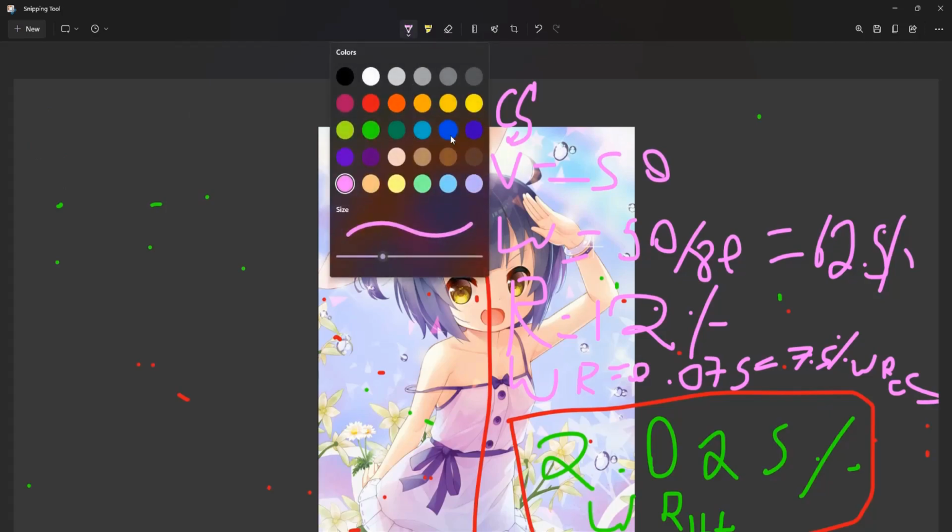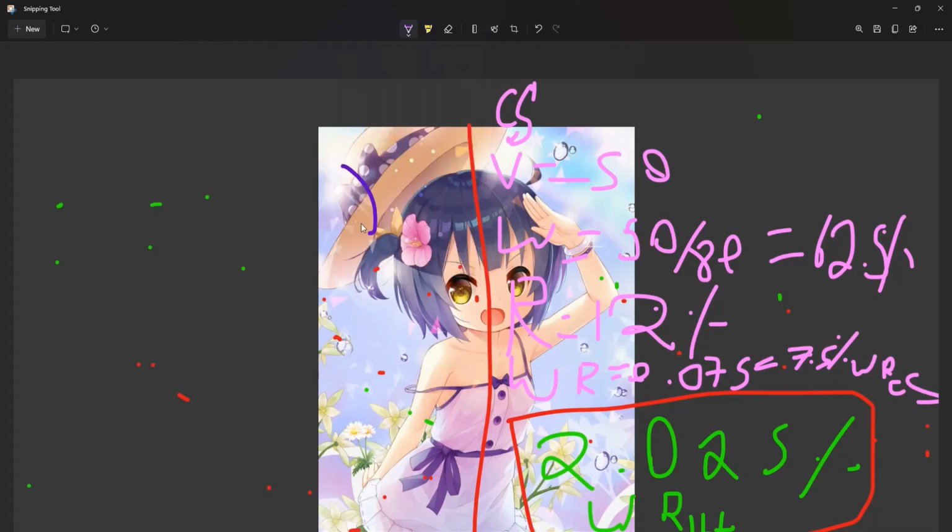For this one, we'll use pink still. See, how does purple look like? Oh, purple looks much better. Why am I not using purple?